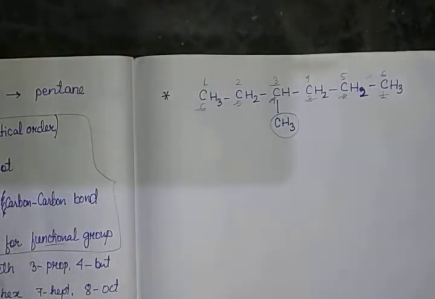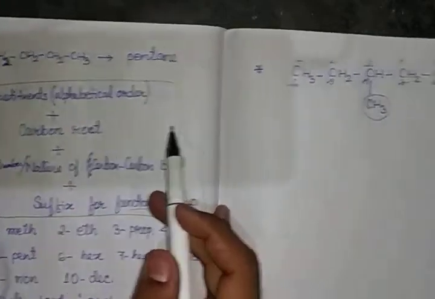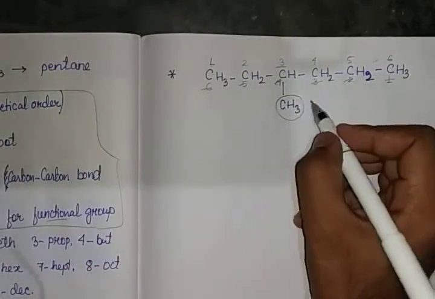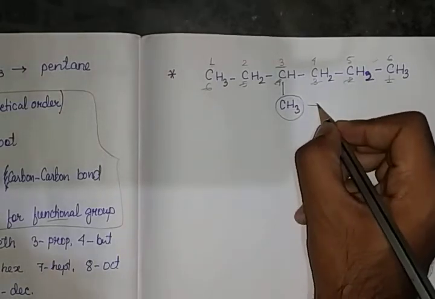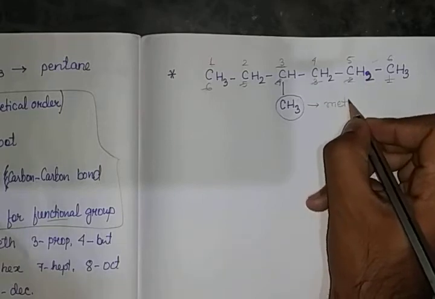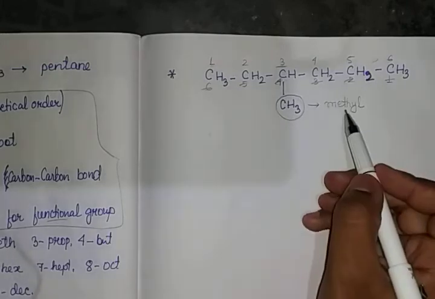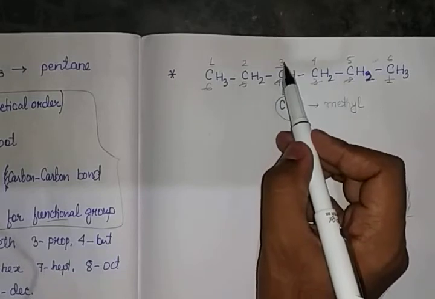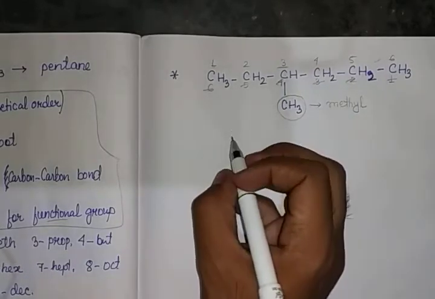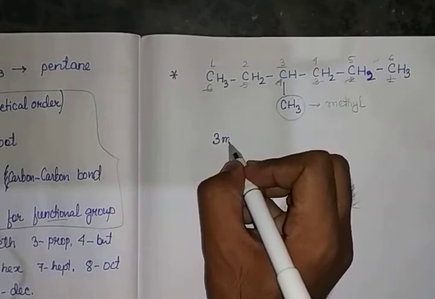So now writing the name. How to write the name? As I said, firstly the substituents I have to write. Then what is the substituent here? The CH3, this substituent, I'll be giving you the table. This substituent is known as methyl. So here, the substituent is methyl, and that methyl is present at which position? It is present at the 3rd position. So here I will name it as 3-methyl.